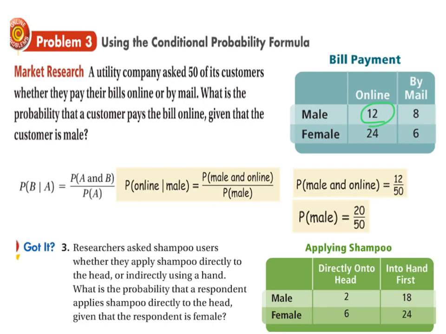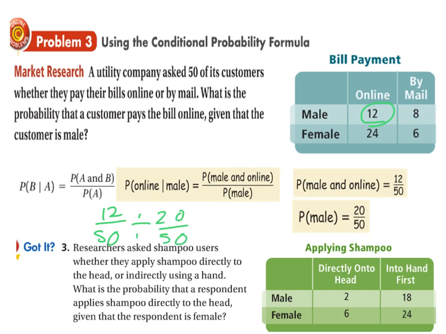And then our denominator is just the probability of the customer being male. Well, there's 20 males altogether. So just male, 12 and 8 makes 20. And then 50 customers altogether. So 20 over 50. So then what we end up with is our conditional probability. We get 12 over 50 divided by 20 over 50.